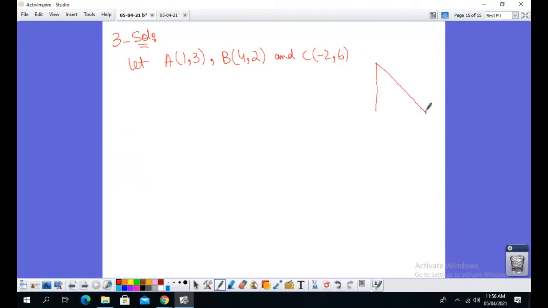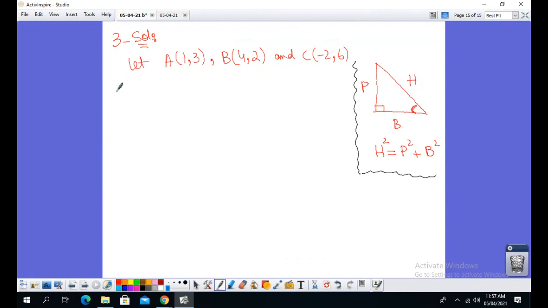According to the definition of a right angle triangle, this one is the hypotenuse side, this one is the perpendicular, and this one is the base. If it is a right angle triangle, then these sides have the relation that hypotenuse squared is equal to perpendicular squared plus base squared, which means that if we show this condition is satisfied, then the vertices form a right angle triangle.